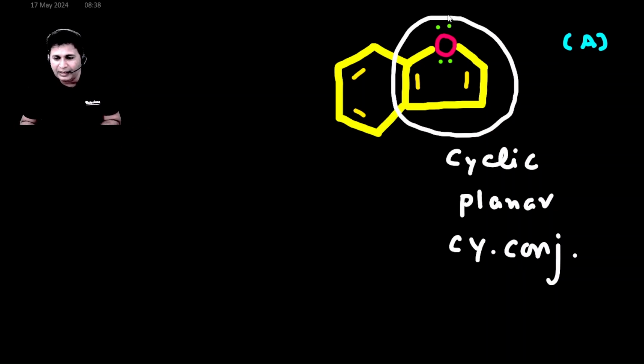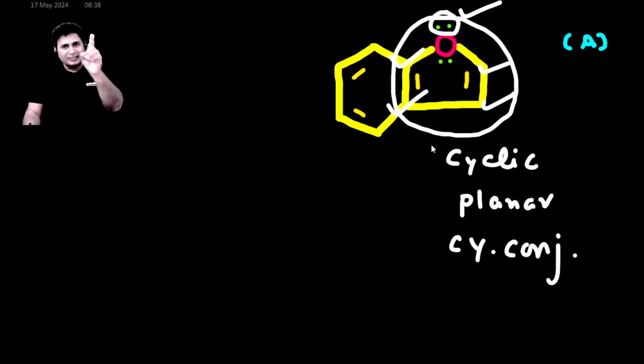You can see a lone pair. Out of two lone pairs, you should take just one. Lone pair, single, double, single, double. So in the cycle of 5 atoms, you have seen that all the 5 atoms are coming in the conjugation. So there is a presence of cyclic conjugation.